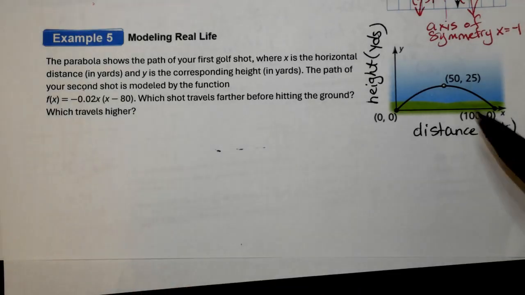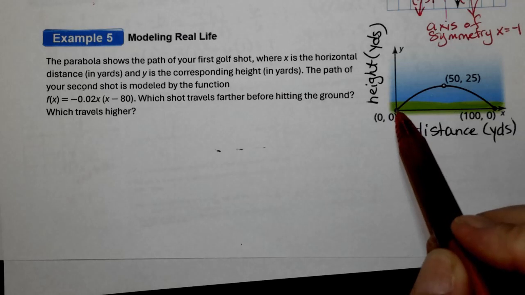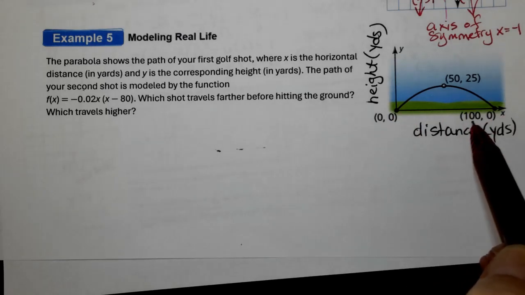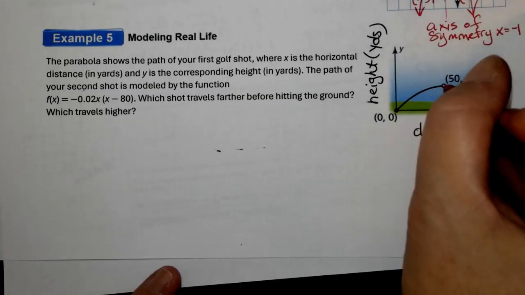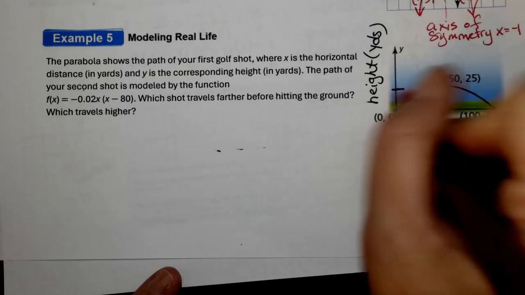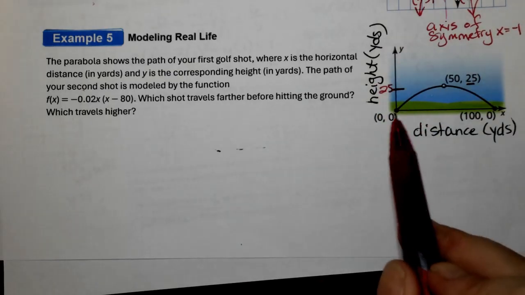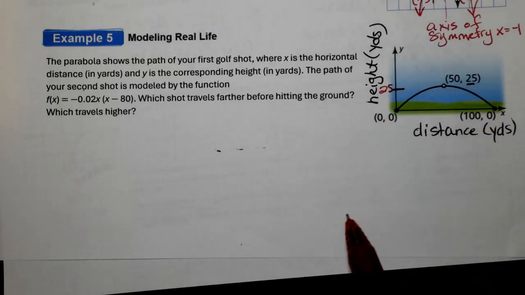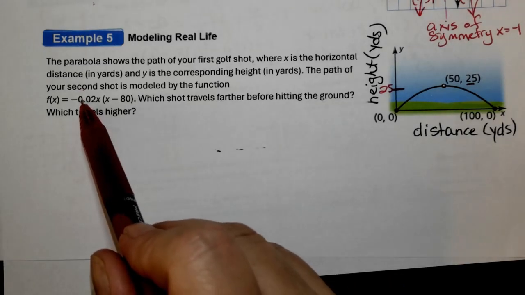All right, so this one we can get a lot of information from it just by looking at it. So if you hit the ball and it landed over here, how far did it go? It went 100 yards, right? If you hit the ball and this was the highest point that it got, what is this highest point? It's your y value, 25. So we know that the first shot traveled 100 yards and the highest that it got was 25 yards. Okay, so let's figure that out with the equation.